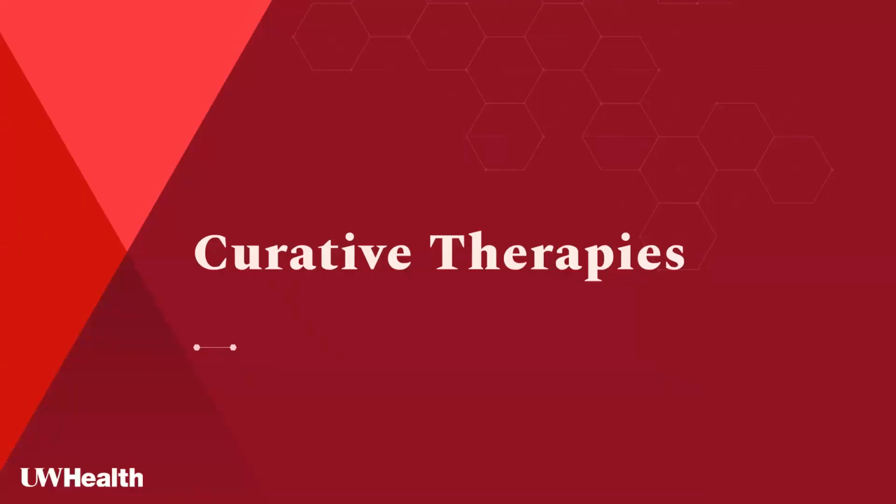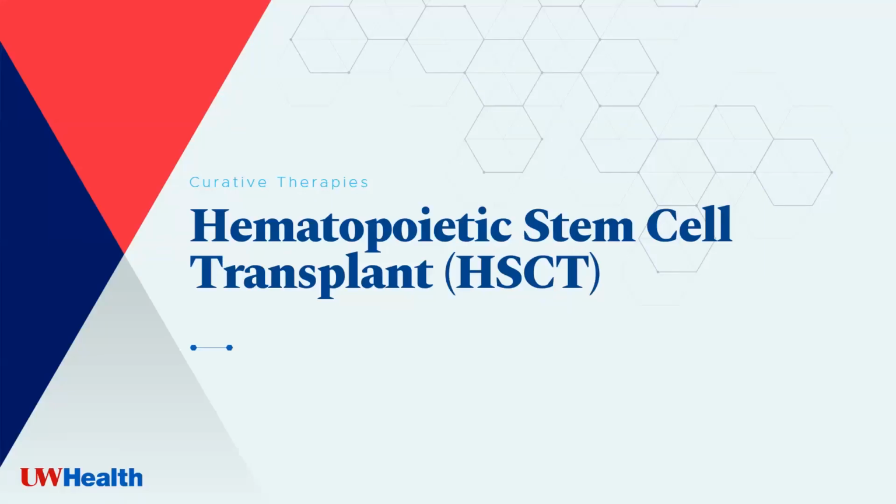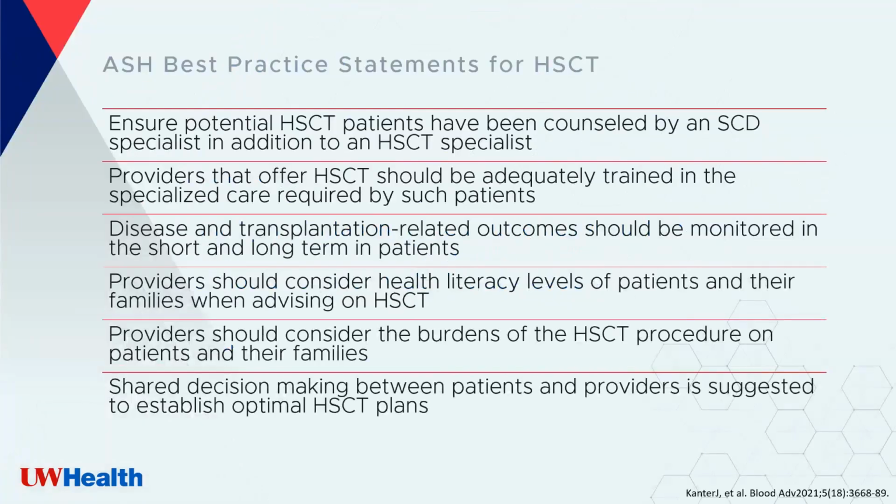So, touching on curative therapies as we begin to wrap up here, in reference to curative therapies, we're thinking hematopoietic stem cell transplants and also gene therapy. And so I'll touch on both pretty briefly. In reference to our hematopoietic stem cell transplants, the American Society of Hematology came up with a compilation of 9 key recommendations in their 2021 guideline update for sickle cell disease management, and additionally formulated best practice statements for clinicians noted here on this slide.